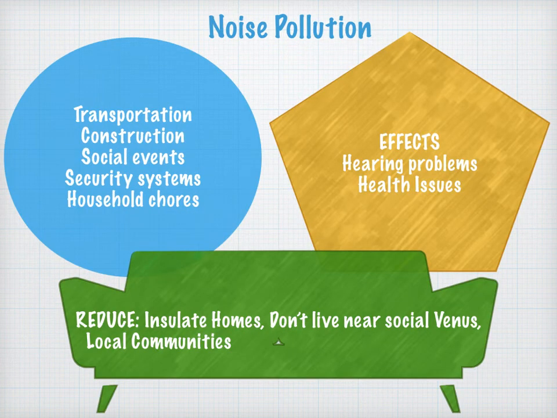Noise pollution. Noise pollution affects people by contributing to hearing problems, as constant exposure to loud noise can damage eardrums and cause hearing loss. It can also cause health issues such as stress, fatigue, hypertension, and headaches. We can reduce noise pollution by insulating homes, for example, soundproofing our windows. Avoid buying homes near social venues like pubs or transport locations such as motorways, and organise local committees to ensure residents do not use loud music or have loud parties after certain hours.